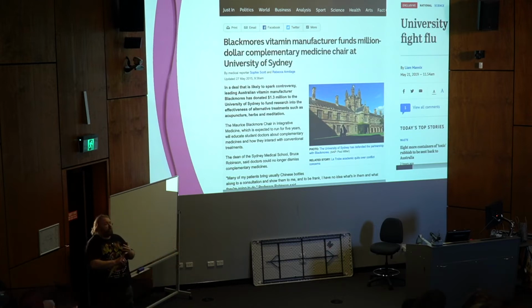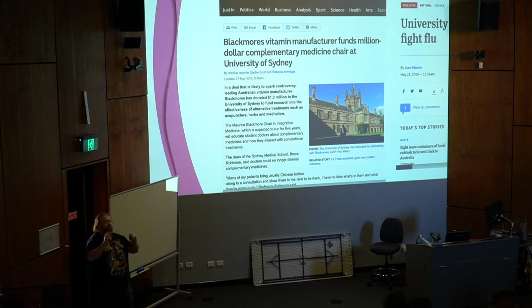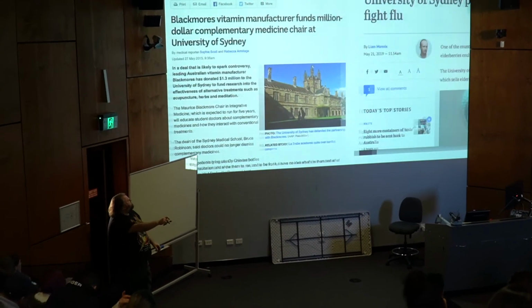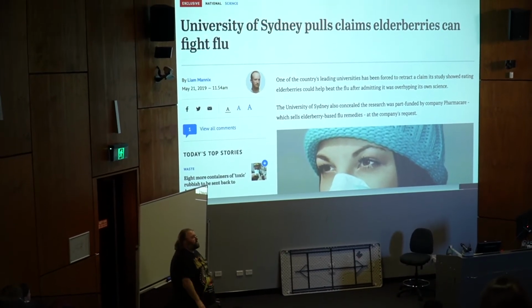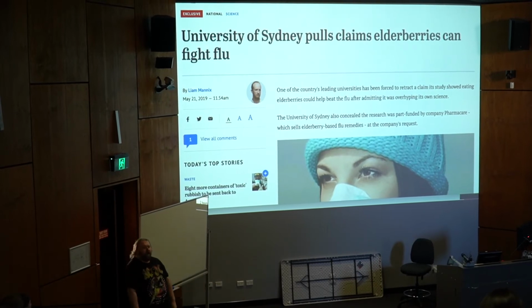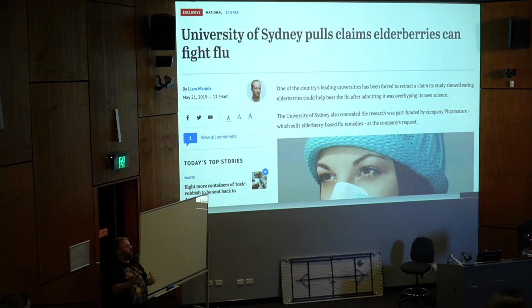Blackmores, they make a lot of money off vitamins. They also pay universities to do studies. And so there was one, and this happened here. Blackmores funded Sydney Uni for, I think it was, $1.3 million. So Sydney Uni got nearly $1.5 million from Blackmores to do research. You also have here as well, and this is a more recent one, that Sydney University had to actually retract research. And they said elderberries help fight cold and flu symptoms.